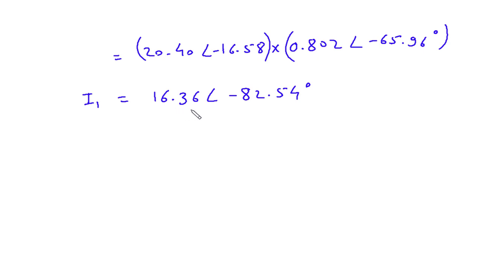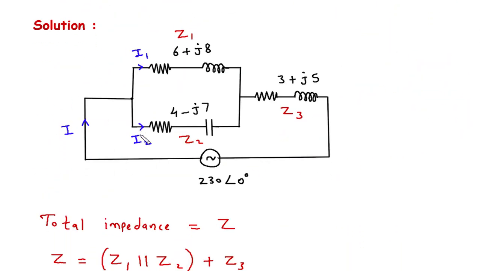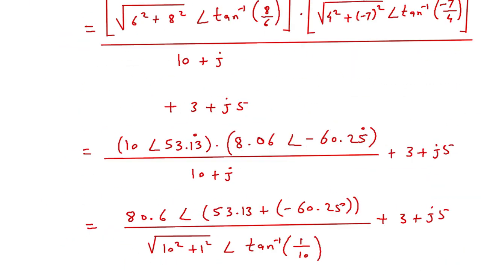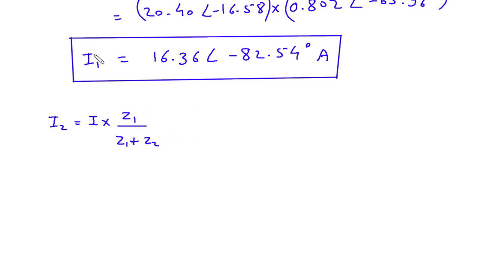I1 is equal to 16.36 at an angle of minus 82.54 degree, and its unit will be ampere. Then next we have to find the value of I2. So I2 will be equal to total current I multiplied by opposite branch impedance, that is Z1, divided by Z1 plus Z2. So this will be the value of I2. We will copy it from here.